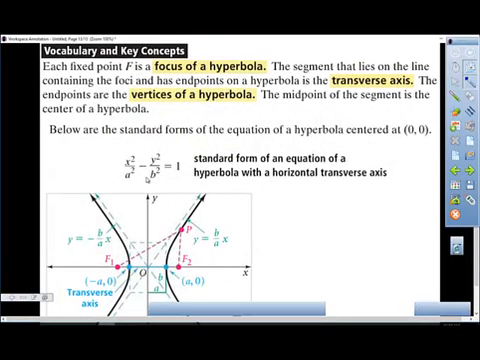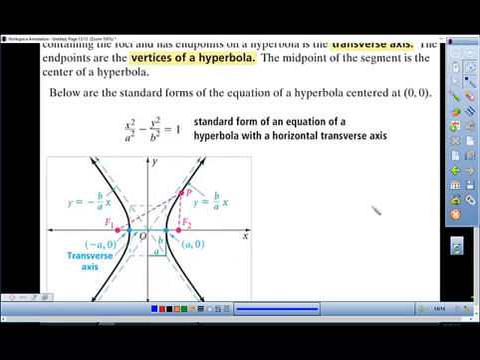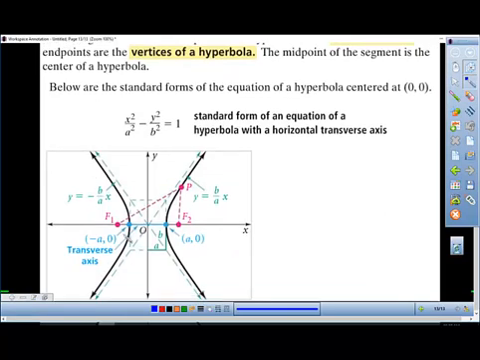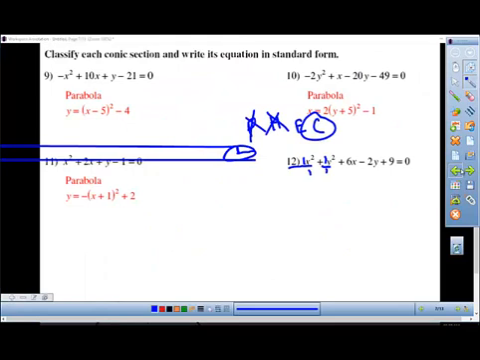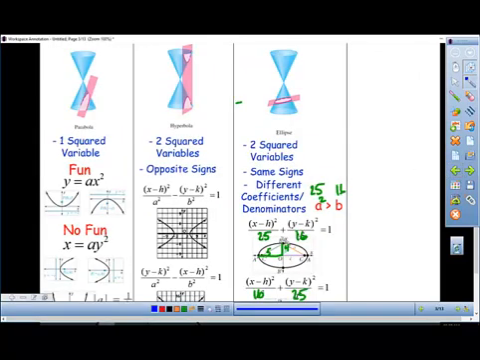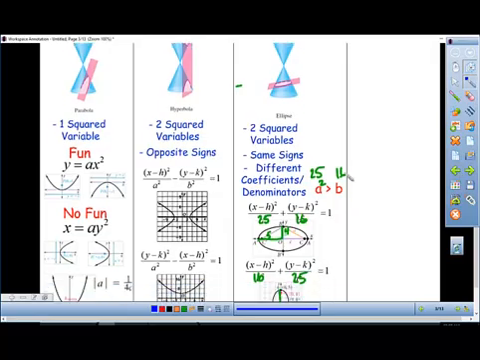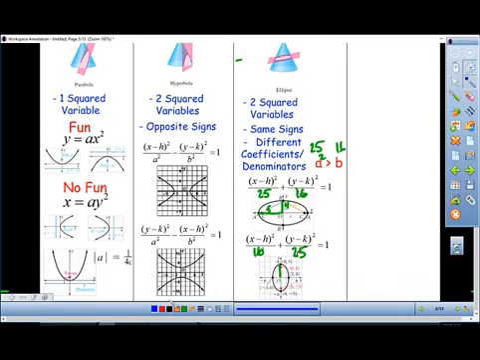Okay, so when we're dealing with a horizontal hyperbola, remember, we have two types of hyperbolas. If you guys are looking back at that sheet, this one right here, we have either a horizontal one or a vertical one, a vertically growing one or a horizontally growing one. Now remember, if the x term is positive, then it's going to be horizontal. If the y term is positive, then it's going to be a vertical one.